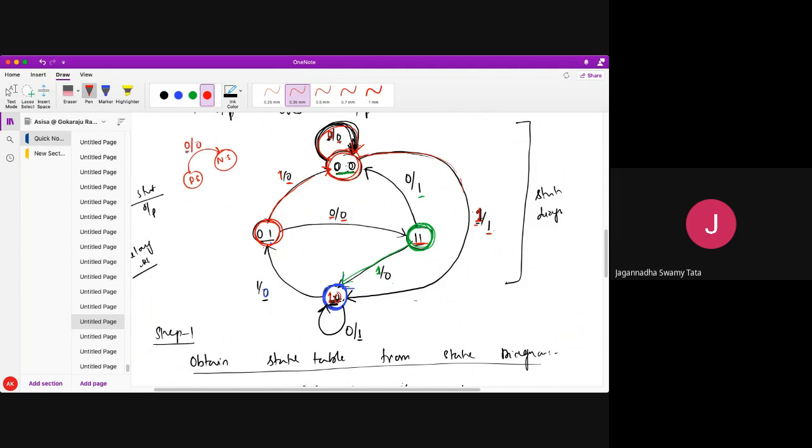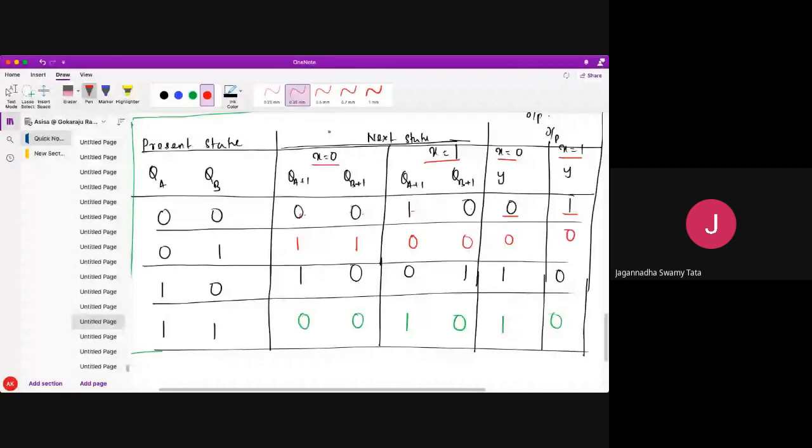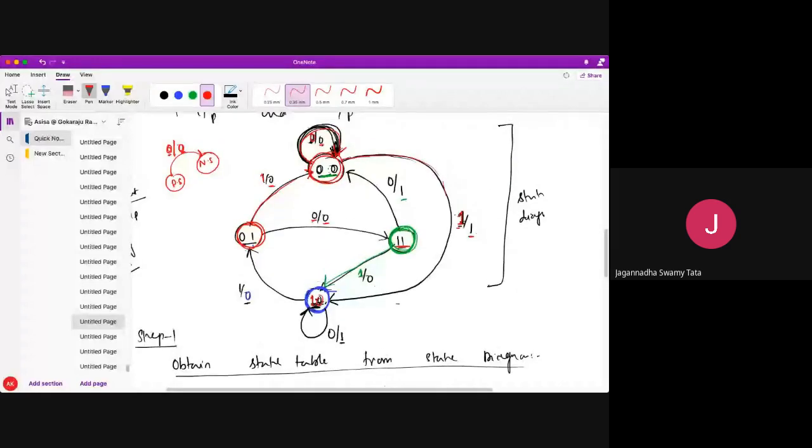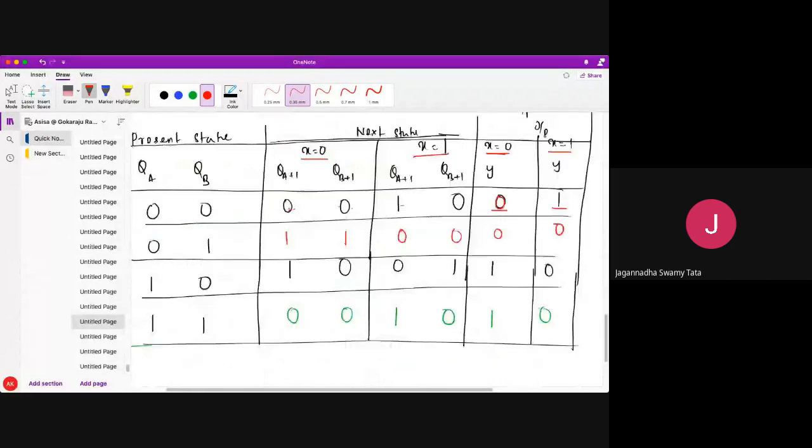You can see, this is my input, this is my output. For input 0, my output is 0. So here you can see in the state transition path, input is 0, my output is 0. That only I have written here. For input 0, my output is 0. And in the state transition path, I can see input is 1, my output is 1. Okay, did you understand now?